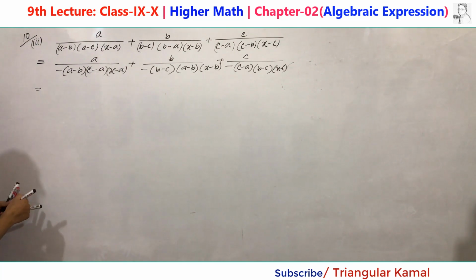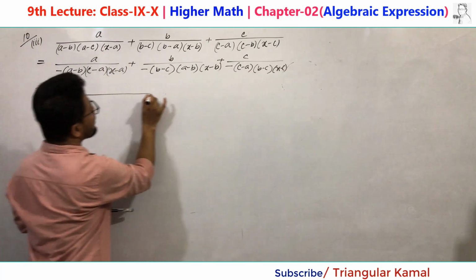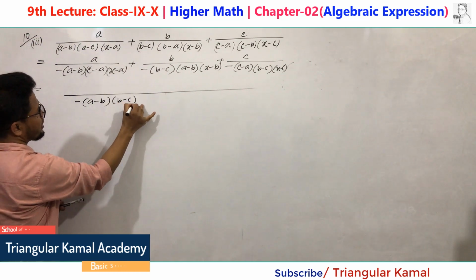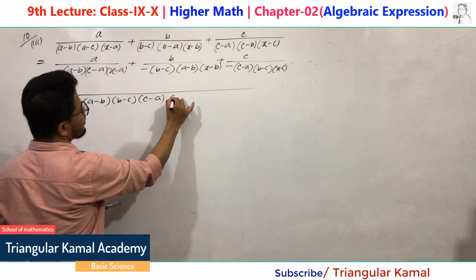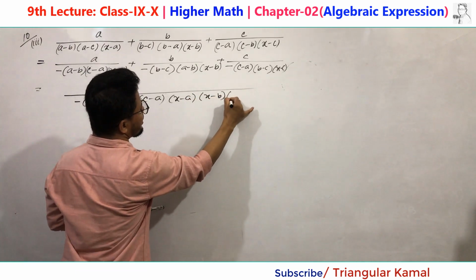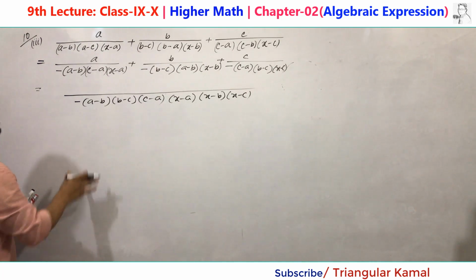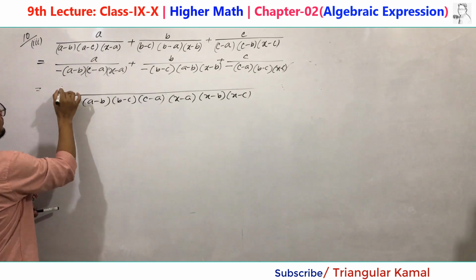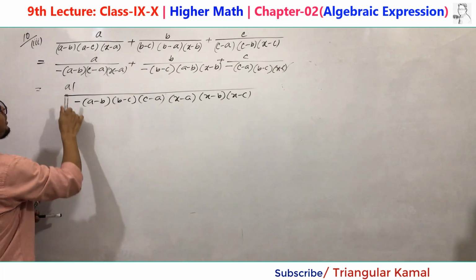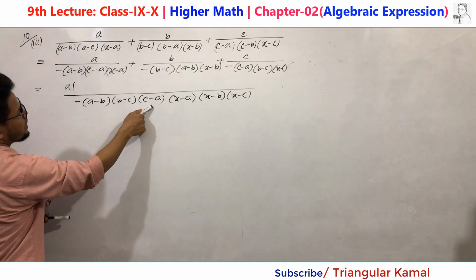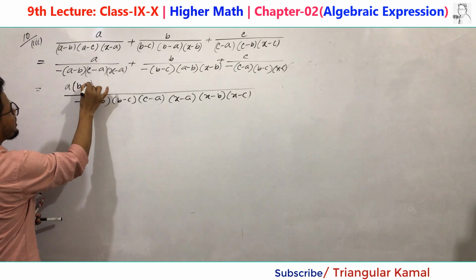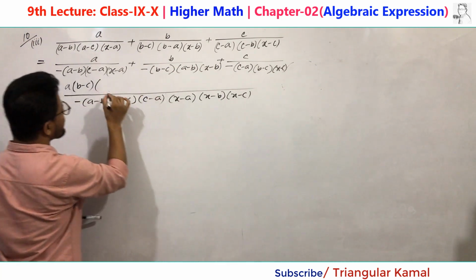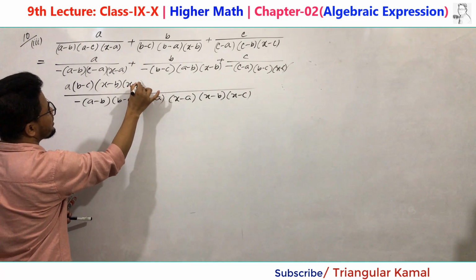So now taking the LCM from the three parts, we will get A minus B, B minus C and C minus A, and here X minus A, X minus B and X minus C. If we divide the LCM by the denominator of the first one, the remaining part will be A multiplied by B minus C, and we can eliminate A minus B and A minus C. Then the remaining parts are X minus B and X minus C.